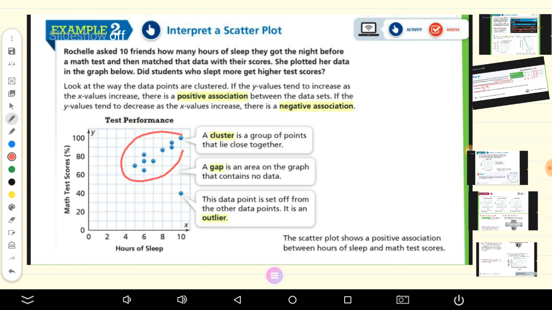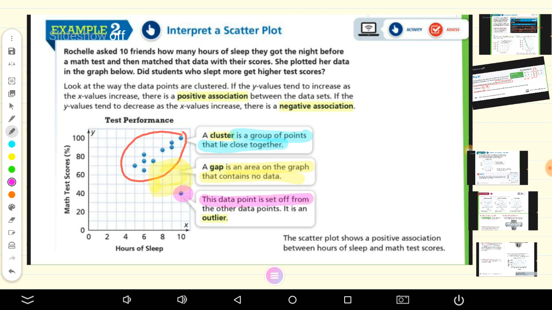So a cluster is a group of points that lie close together. Take care about it because you can be asked in the exam about what a cluster is. Okay, and the area which has no points is called a gap. A gap is an area of the graph that contains no data. Okay, and if I have data very far from the other points, we call it an outlier, data set off from the other data points.